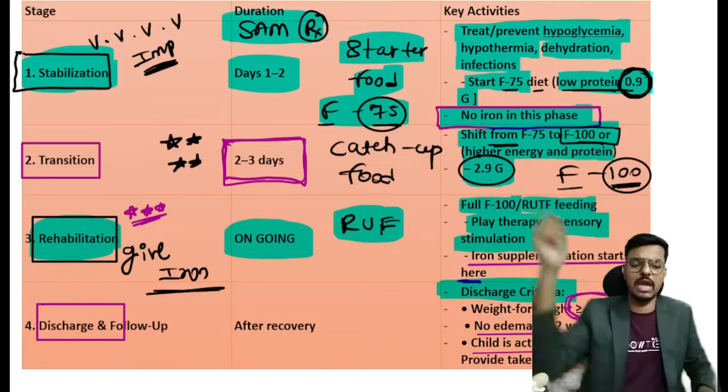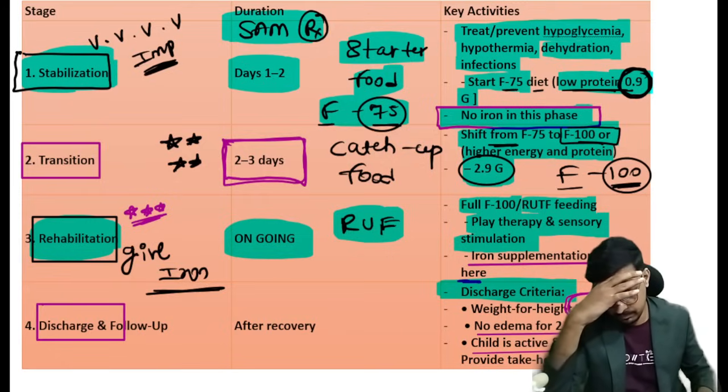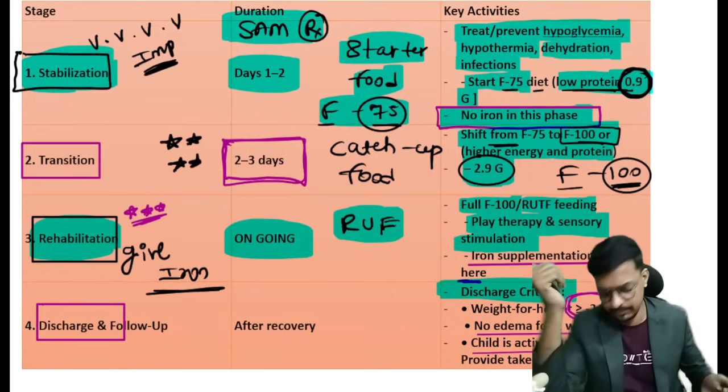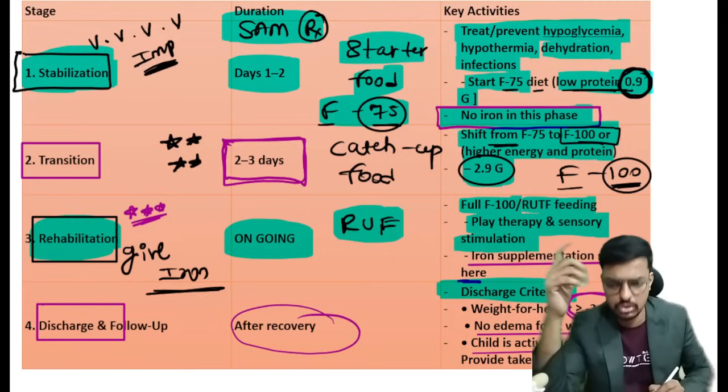If the child is taking normal food, send him back home, and we will give ready to use food, which they will use at home. Very importantly, there should be no edema in the last 2 weeks, and the weight for height should be more than -2 standard deviation, so we can discharge the child. Very important. And after that, we will advise the patient to come for recovery.